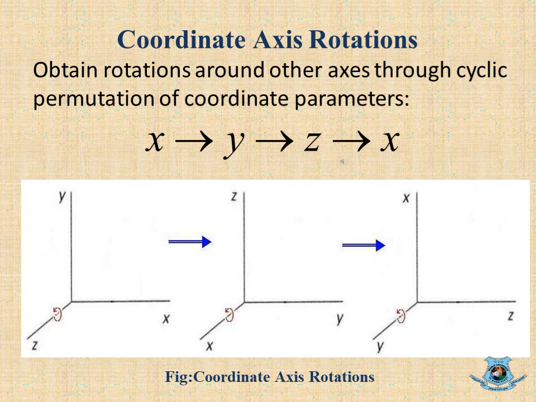In three dimensions, there are three possible types of rotation: x-axis rotation, y-axis rotation and z-axis rotation. The figure shows the coordinate axis rotation. These are the x, y, z axes. We obtain the rotations around other axes through cyclic permutations of the coordinate parameters.